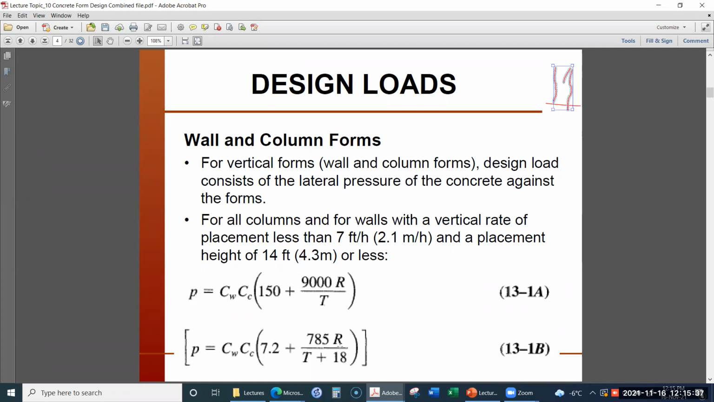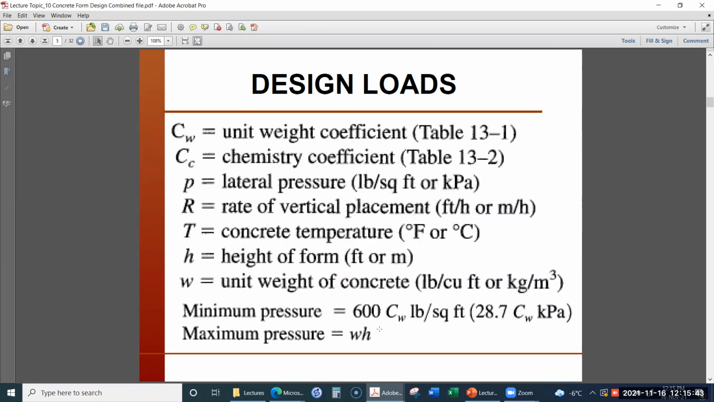So this equation simply determines the lateral pressure on the vertical forms, and this lateral pressure has to be between the minimum and the maximum pressure. The maximum pressure can be given by W times the height. The more the height, the height has to be multiplied by the unit weight, and that will be the vertical pressure. This is like considering the concrete as a complete fluid, and then its total weight is used to determine the lateral pressure.